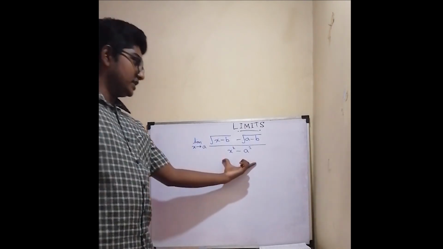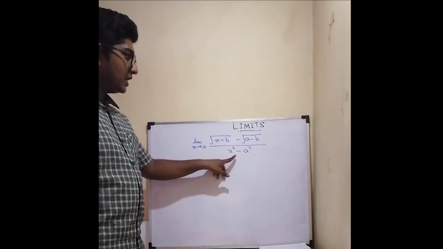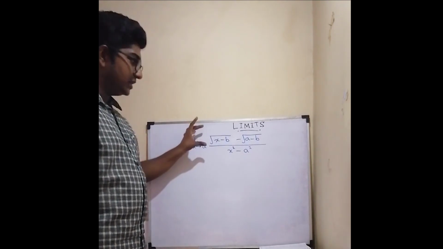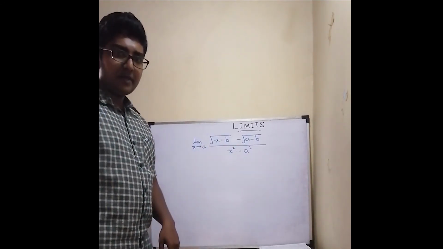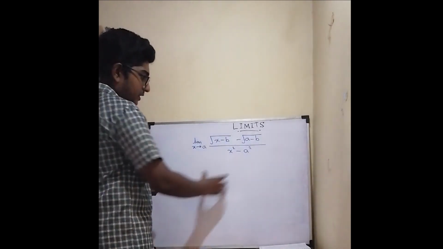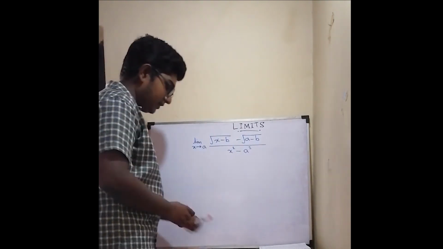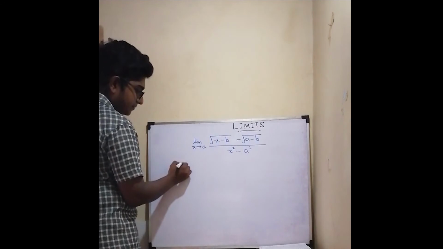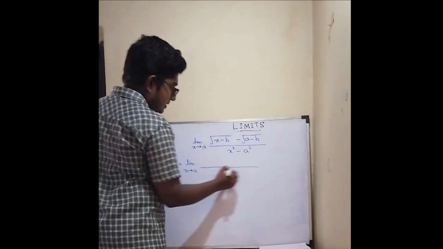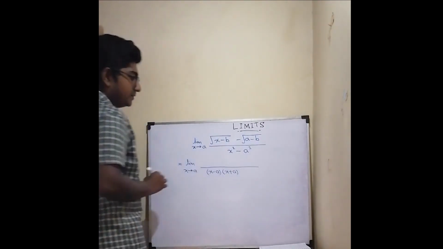This example: limit of this function when x tends to a. Just substitute a here. a squared minus a squared. The denominator becomes 0. That means I have to simplify this one further and remove that not defined part out of the function. How to do that? For the denominator, I can apply difference of two squares and write the factors of that. x minus a, x plus a.